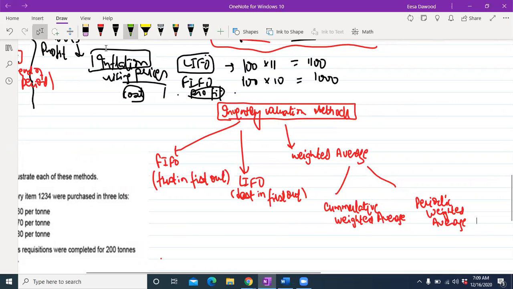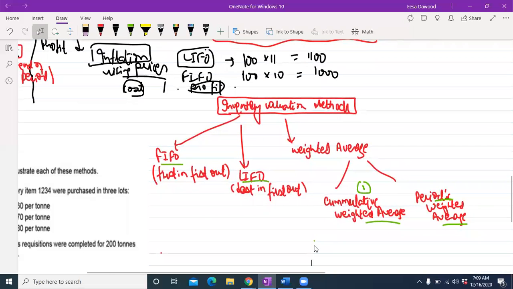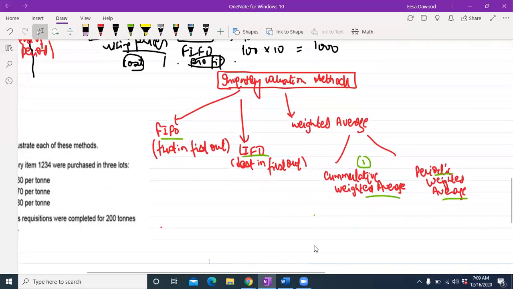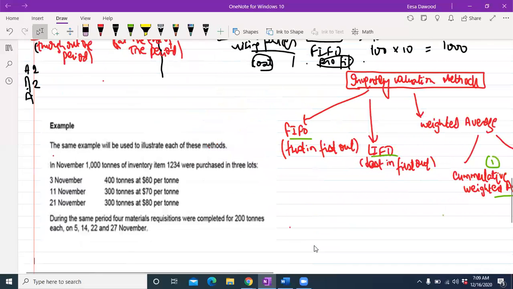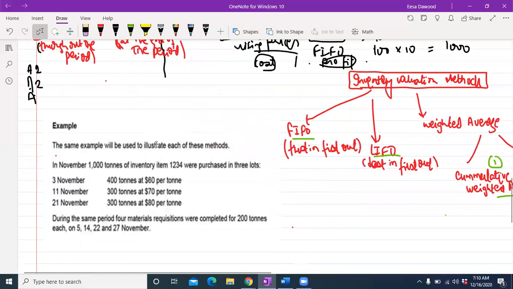We're going to do the weighted average method in the end, but there are two methods in the weighted average. One is cumulative weighted average and the other is periodic weighted average. First, we will have a look at FIFO and LIFO methods, right? So we have a question here. As you can see in this question, the sample example will be used to illustrate each of these methods.